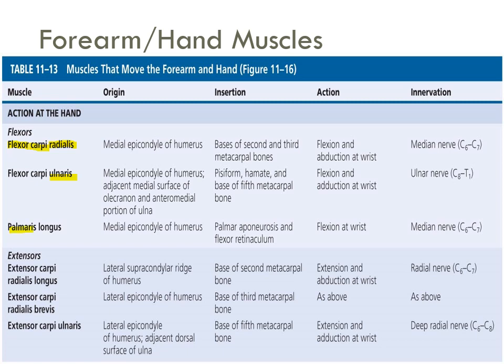Palmaris longus is going to also flex the wrist, and if you look at the word palmaris, palm, you know it's on the palm side, which would be the anterior surface. So that's going to be the surface that flexes. On the extensors, we have extensor carpi radialis longus and brevis. So it's going to extend the wrist on the radial side. There's a long one and there's a short one. And then extensor carpi ulnaris is going to extend the wrist on the ulnar side.